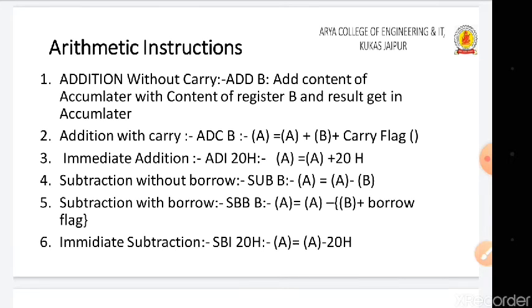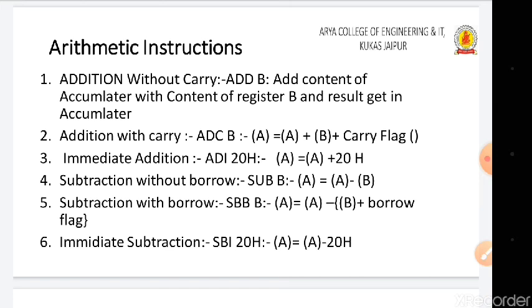A stands for accumulator. And next point, subtraction with borrow, SBB B. SB is for subtraction, next B is for borrow and third B is for register B. Content of register B and borrow flag are subtracted from accumulator and the result is stored in accumulator.